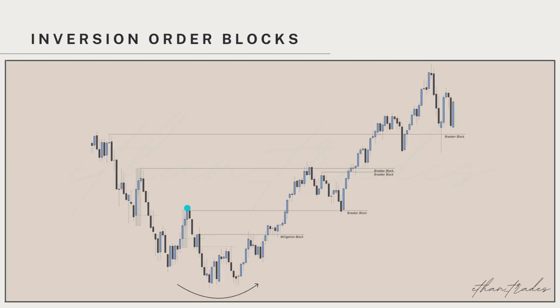Moving along, this one right here is the breaker block. The reason this is a breaker block is because you have a low, a high, a lower low, and finally you displace through this high, right? Activating this breaker block once this candle closes above.